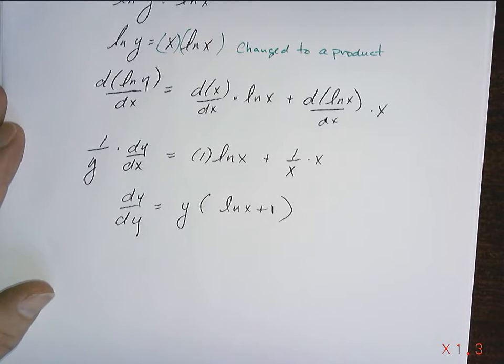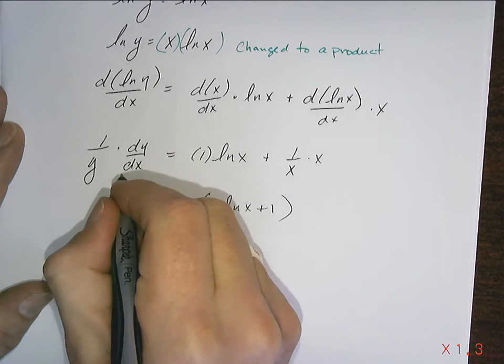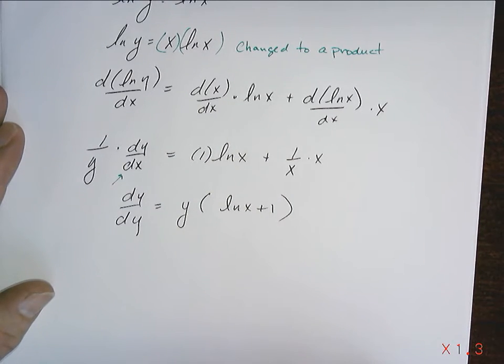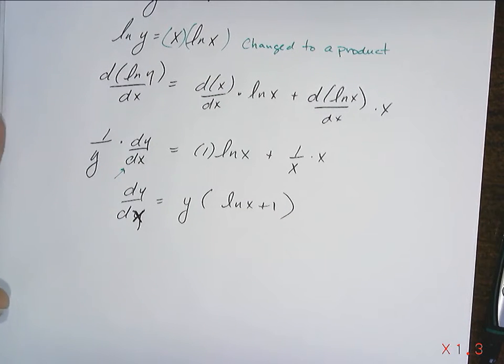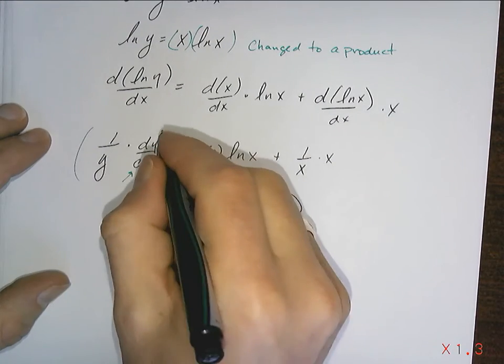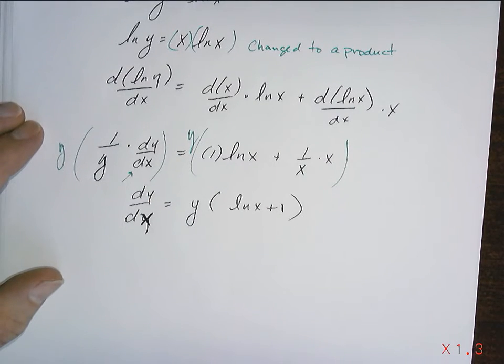So I had to isolate for dy by dx. How do I know I need to isolate for dy by dx? Because that's what the question told me to do. It said find y prime. You divided by it. Oh, I got dy by dy. That's not right. dy by dx. Sorry. Thank you, James. Wait, so you divided by y? Right? I actually multiplied both sides by y to get rid of this y. Clearing fractions. And again, this is algebra. It's not calculus.